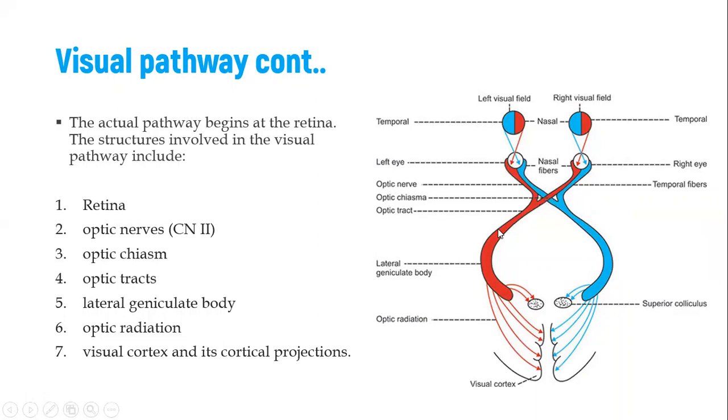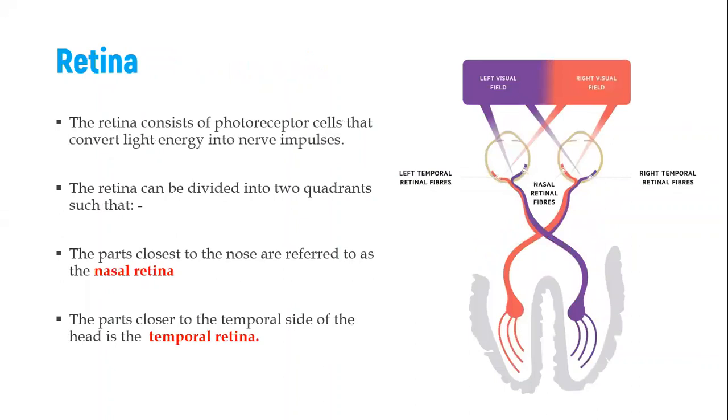So from the optic chiasm, you will have optic tracts, the left one and the right one. They will end up passing through what we call the lateral geniculate bodies, and then we form optic radiation. The optic radiation will end up at the visual cortex area, and that is where we now perceive the image. Okay, so if we go step by step, what happens in each area?